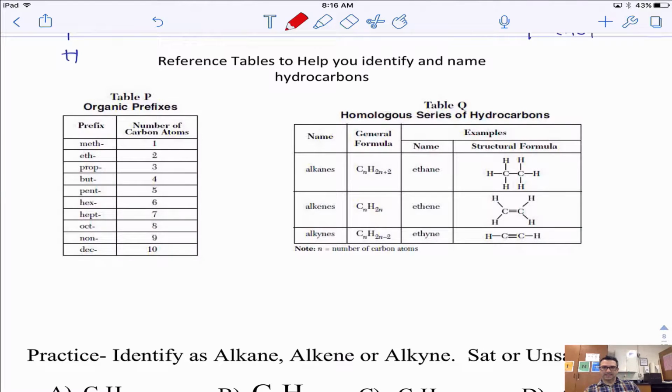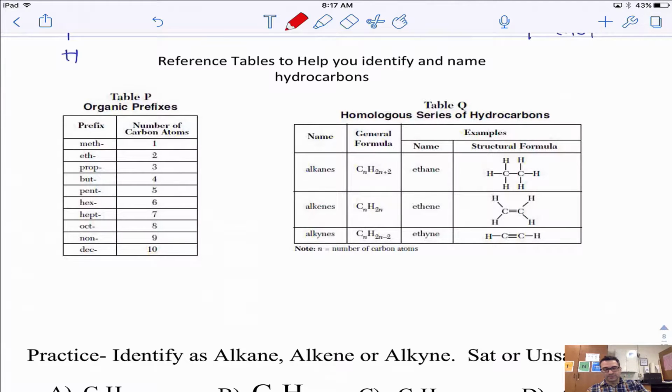Alright, welcome everybody. So today I'm going to talk to you about how to name hydrocarbons. So we've been building up to this moment in time here. We have talked about hydrocarbons, the different types. We have talked about saturated and unsaturated. But now I'm going to actually show you how to name the different types of hydrocarbons.